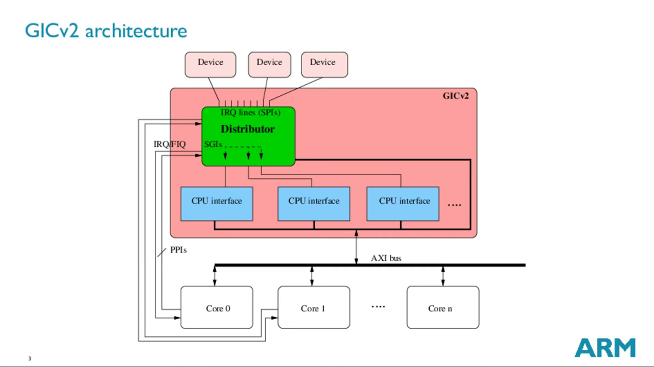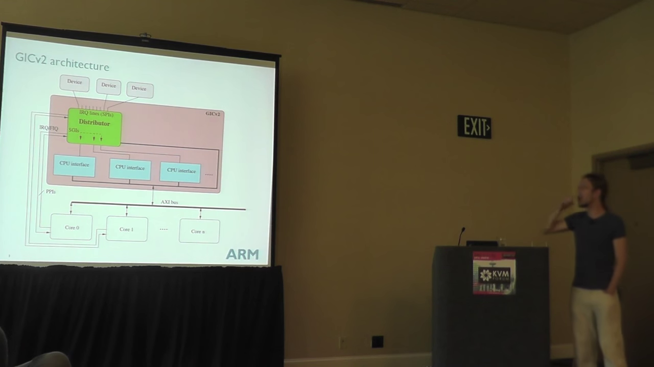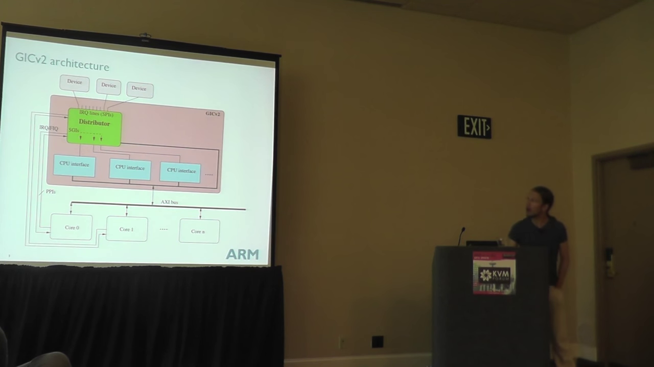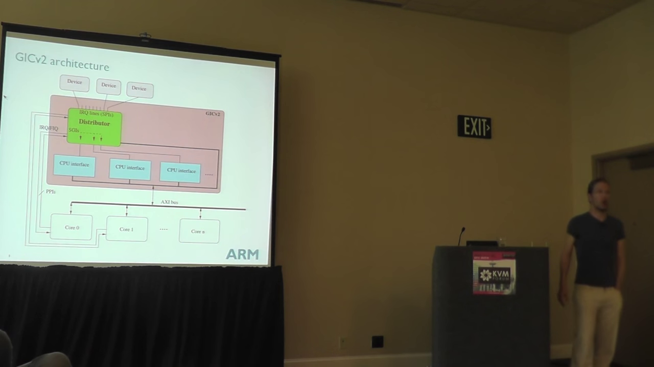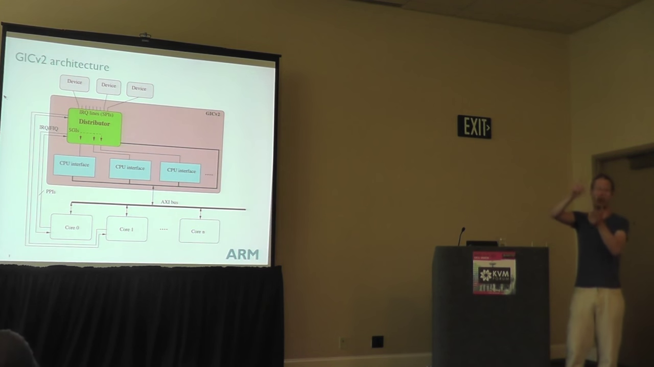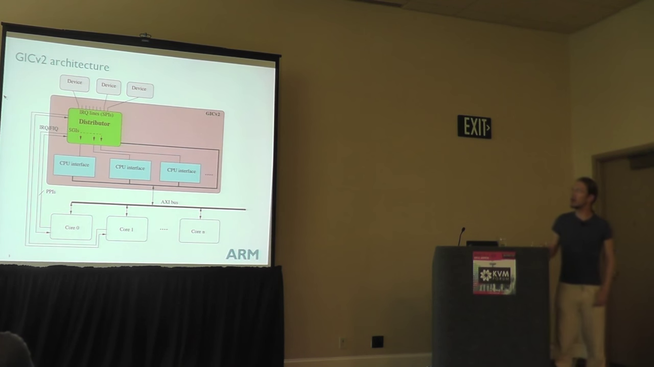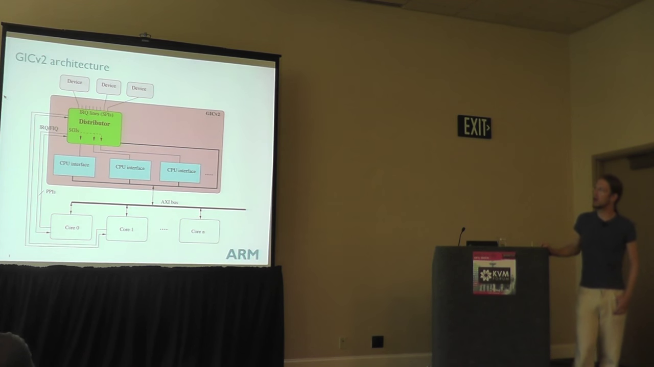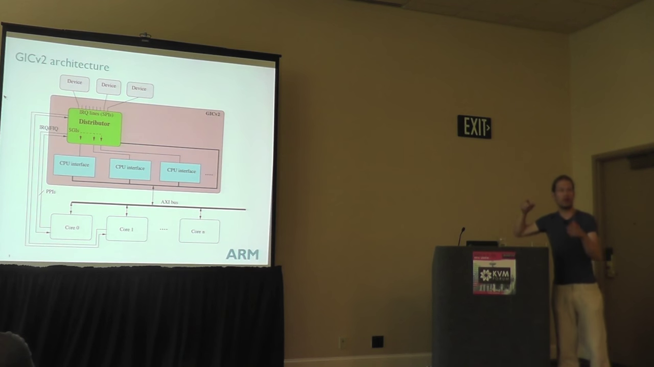So that's from 30,000 feet what a GICv2 looks like. You have, like here, this green thing is the distributor. As you can see, on the top it has many, many interrupt lines, which are the input. The architecture supports 988 of those, plus 32 plus 4 equals then 10 bits. Those connect to each device which wants to send an interrupt to the system. That sounds quite a lot, 988 wires. But remember, this is an ARM SoC, so it's all on one die.